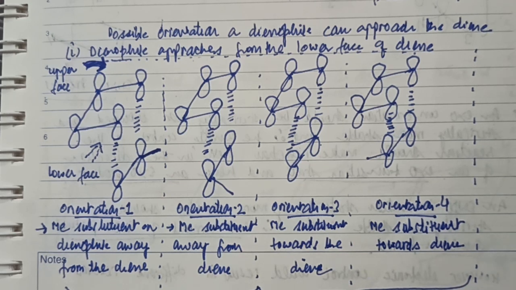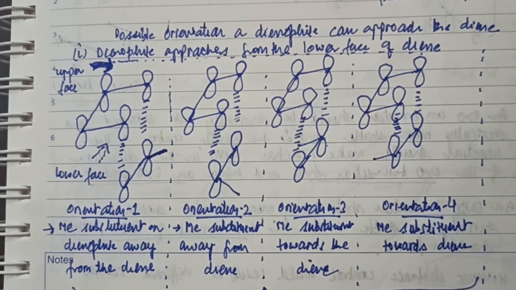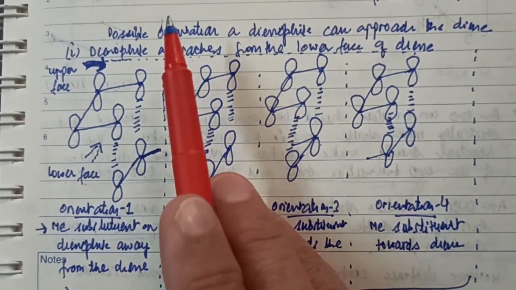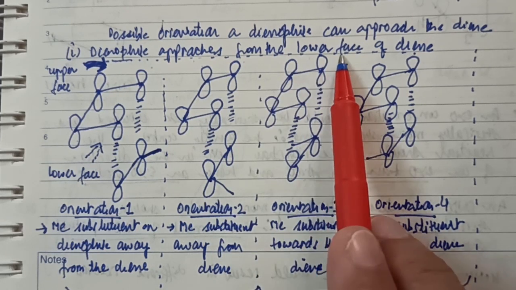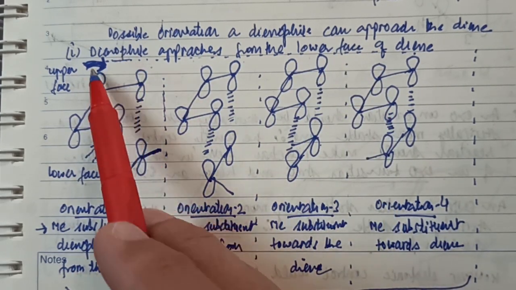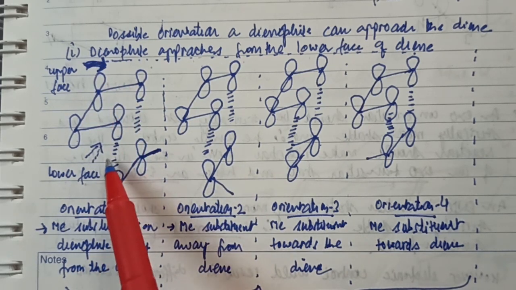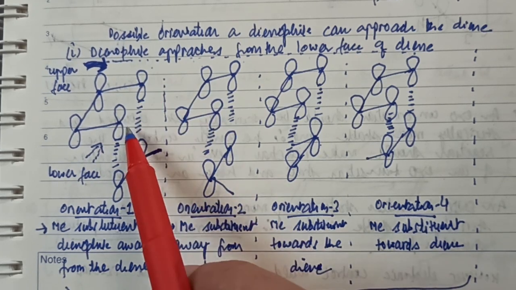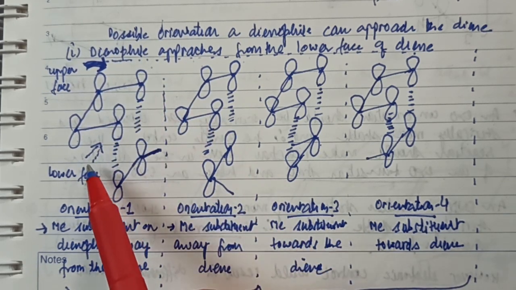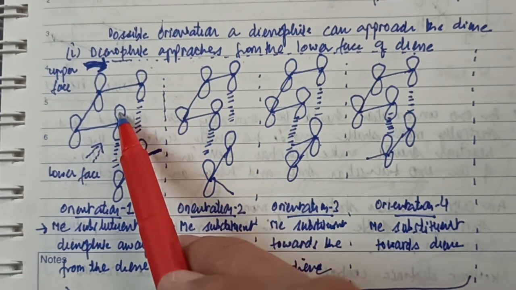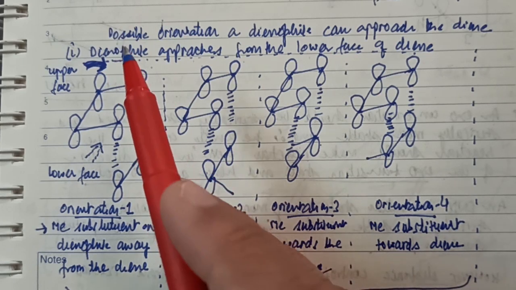Let's study these orientations one by one. Let's first talk about the case in which the dienophile, that is your propene molecule, approaches the diene from the lower face. Now this is the diene. The diene presents two faces, either the upper face or the lower face. If the terminal lobes of the lower face add, then the dienophile is adding from the lower face. If the diene's upper face adds, then we say the dienophile is approaching from the upper face.